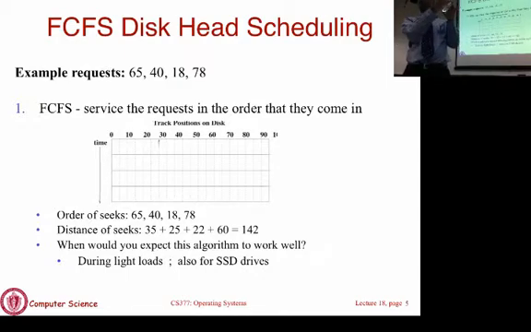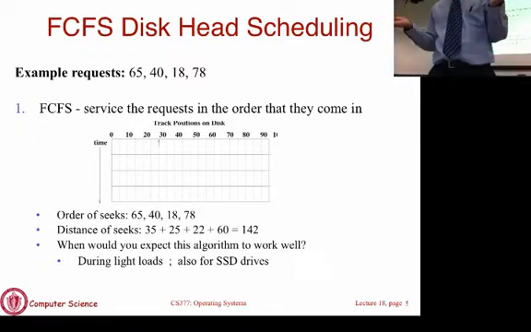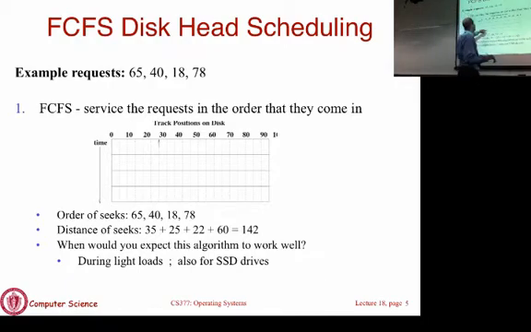And we have requests coming in. The requests are for some data on track 65, 40, 18, and 78. And we are using FCFS to service these requests. We want to compute how much the disk head has moved back and forth, how much work the disk head did to service these requests. First you need to know where the disk head currently is. So when the first request comes in, we say that the disk head is at track 30. That's where it is.